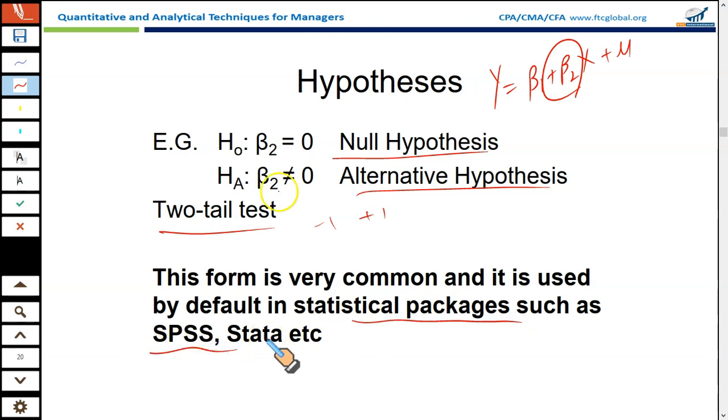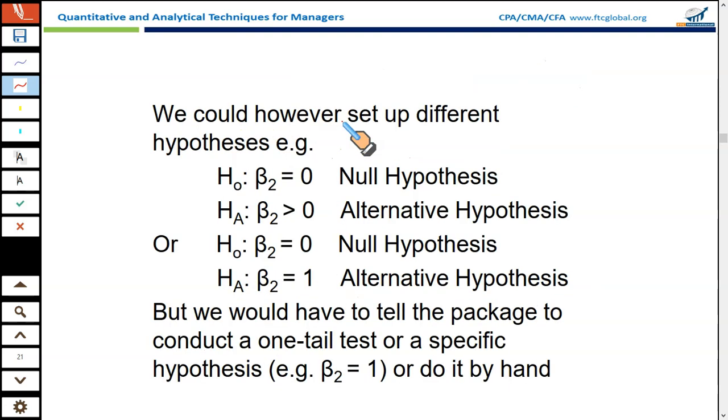So when beta is not equal to 0, that is suggesting that it's either positive or negative, whereas the null hypothesis suggests that beta 2 is equal to 0. Then there are some other examples where we can set up different hypotheses. Beta 2 is equal to 0 as the null hypothesis, and beta 2 is greater than 0, that is positive, as the alternative hypothesis. Or beta 2 is equal to 0 as the null hypothesis, and beta 2 is equal to 1 as the alternative hypothesis.